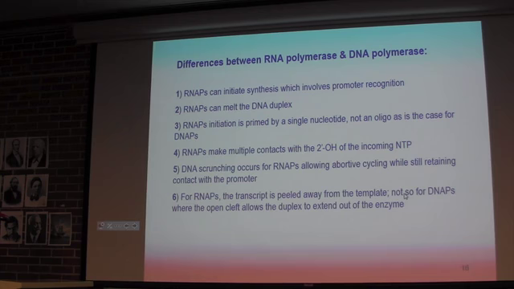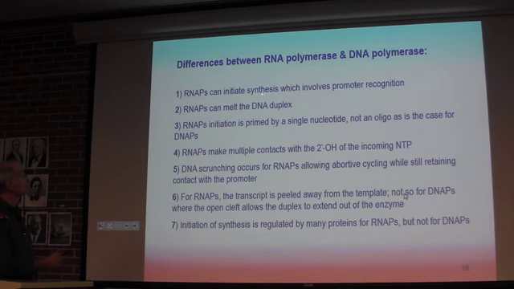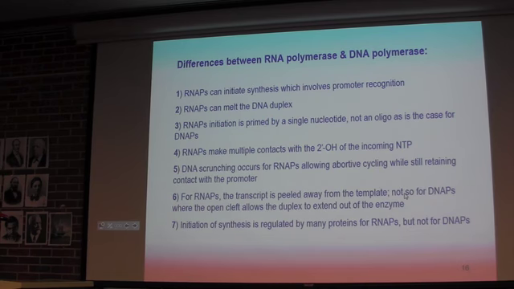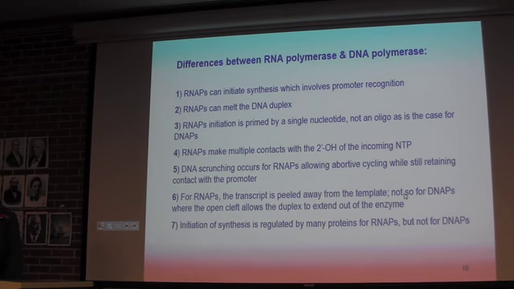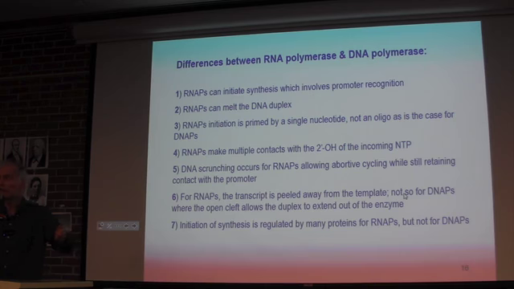This is kind of a fun fact page here. The differences between RNA polymerase and DNA polymerase. RNA polymerase can initiate synthesis themselves. They don't need a primer. RNA polymerases can melt duplex DNA. DNA polymerase can't even melt anything open and start.